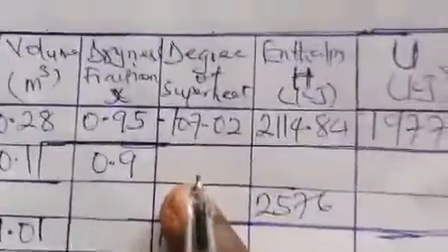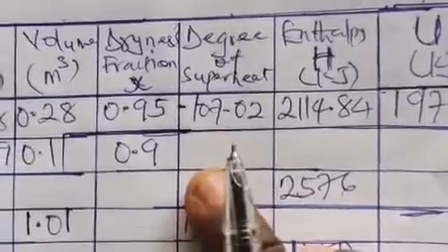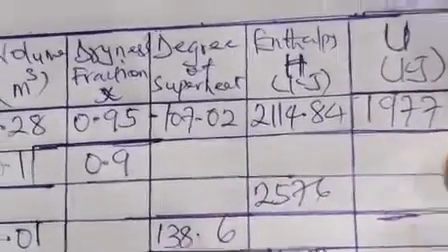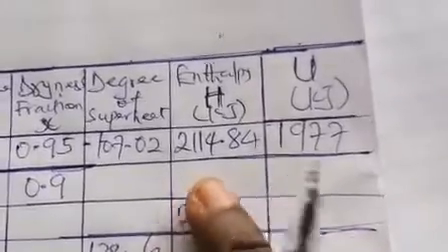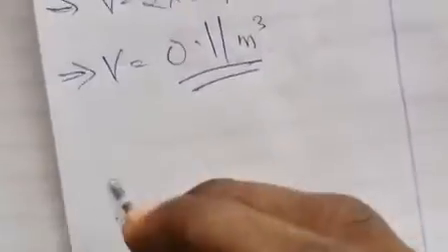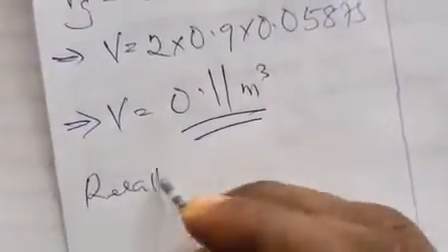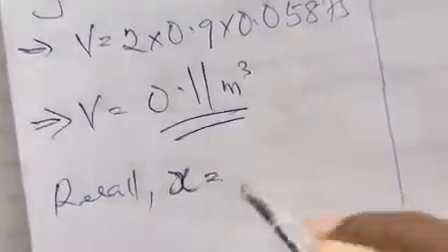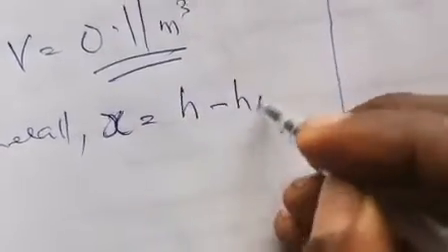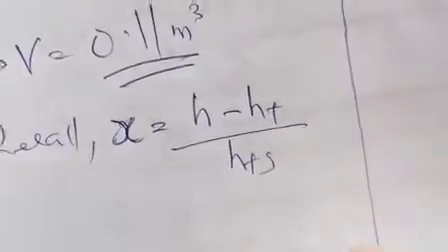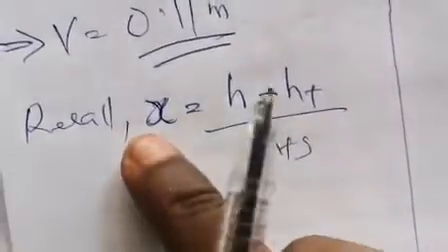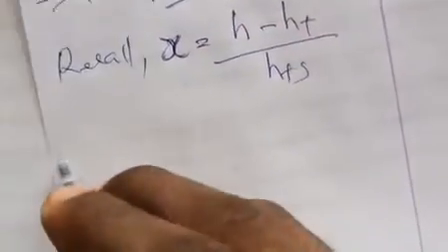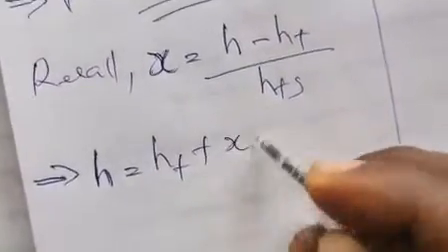Next is to find the degree of superheat, and we can't find it without knowing the enthalpy or internal energy, so we have to move ahead to find those first. Let's start with enthalpy. Recall the relationship between dryness fraction X and enthalpy: X is specific enthalpy minus enthalpy of the fluid, all over HFG, the enthalpy of the fluid and the gas. Making specific enthalpy the subject, we obtain HF plus X HFG.